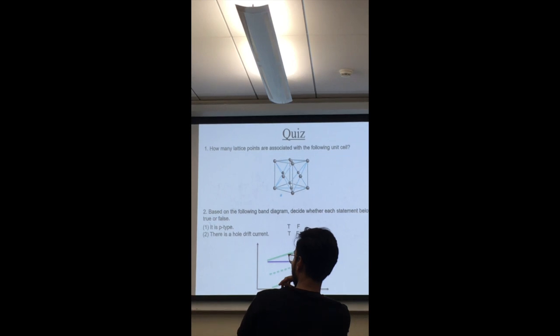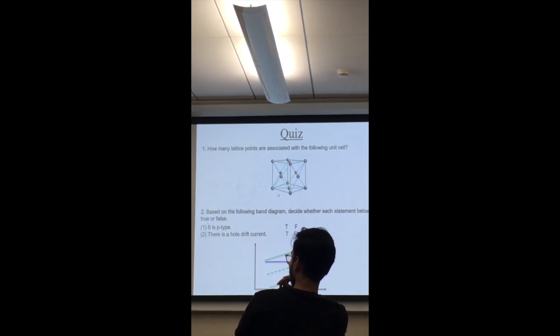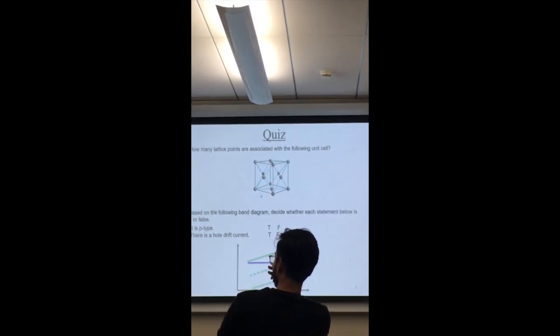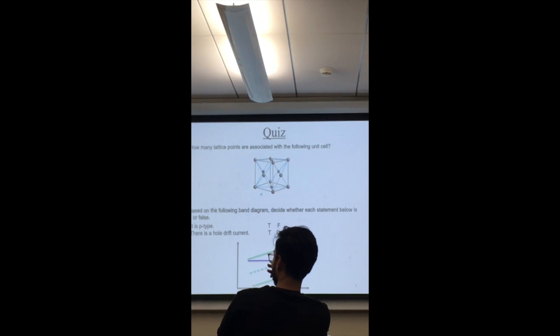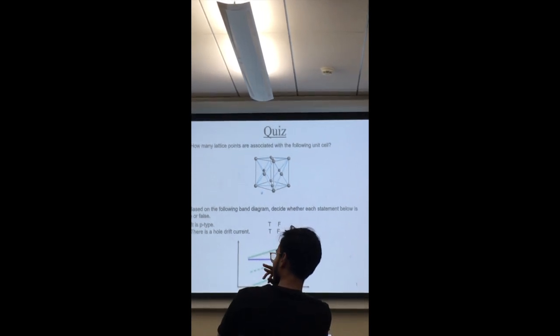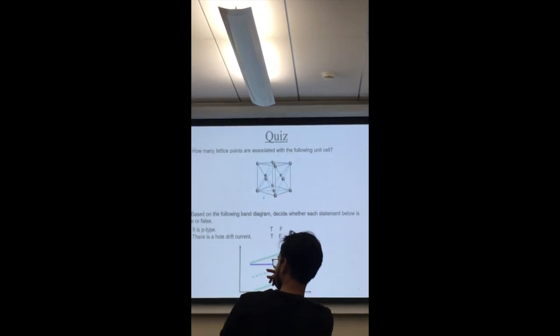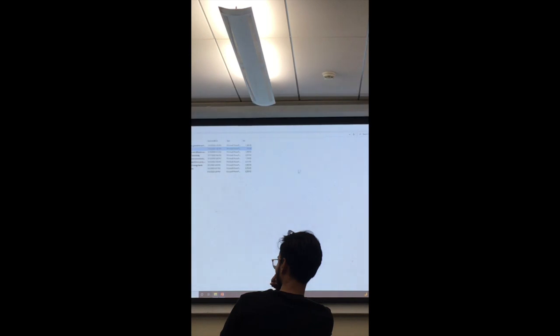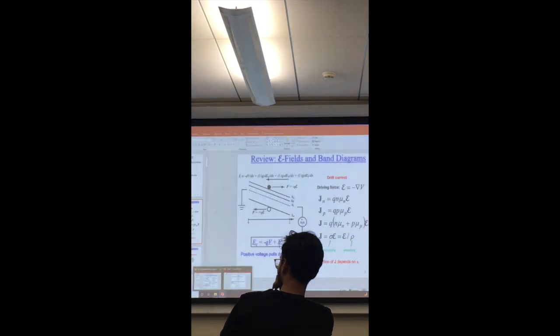So basically, we have this EC that is tilted, right? It is tilted, so it means there must be an electric field. So there must be a hole drift current. So this should be 4, and this is 4, right? And this is 2. Okay, right? So let's move on to the new topic.